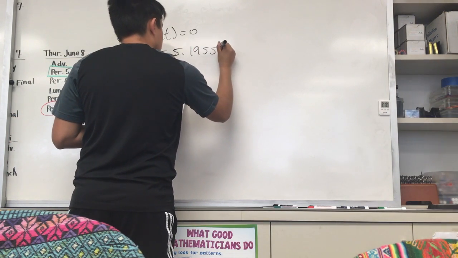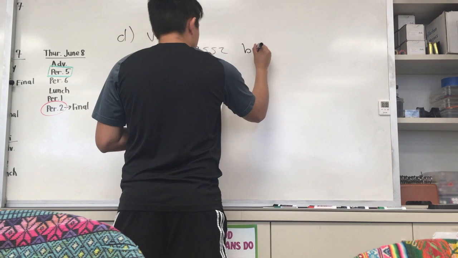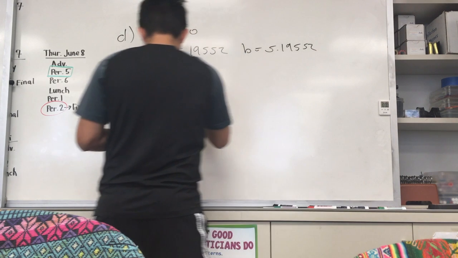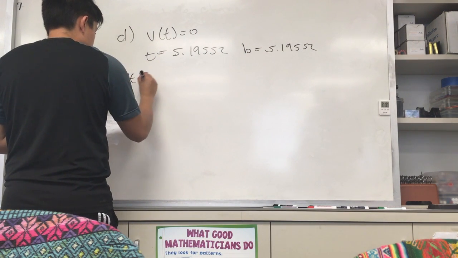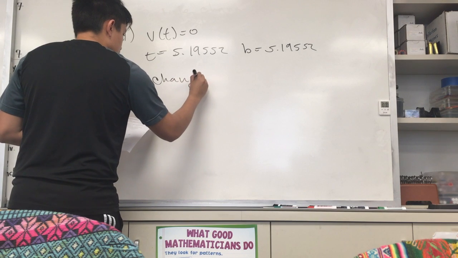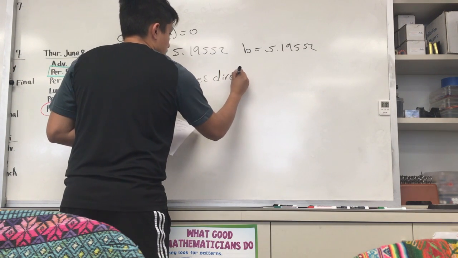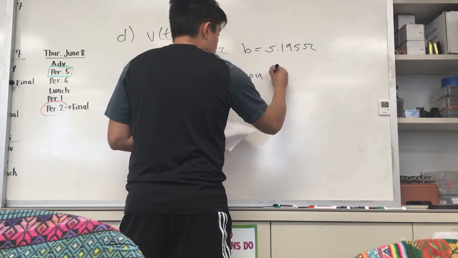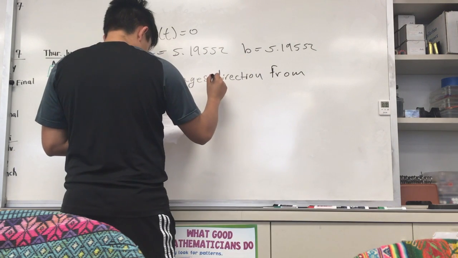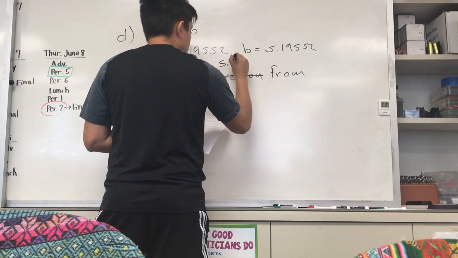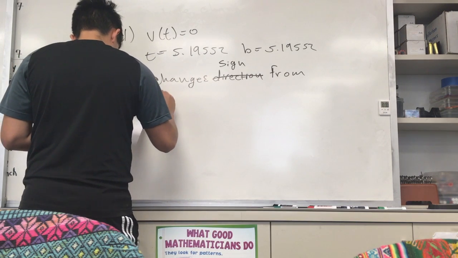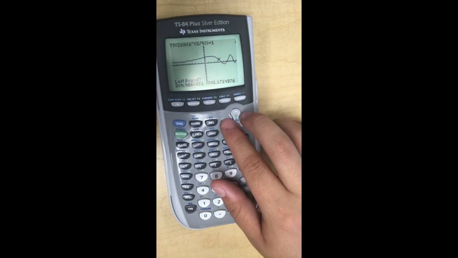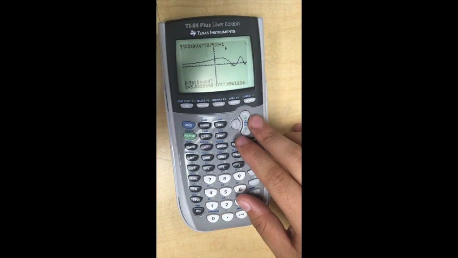Now going to D. So D, from 0 to 6, the same thing. The particle changes direction exactly once. Find the position of the particle at that time. So what you want to do is basically make velocity equal to 0. And velocity equal to 0 is at 5.19552. Let's call that b, when velocity equals 0. And the reason for that is that v(t) changes sign from positive to negative at time t equals b.